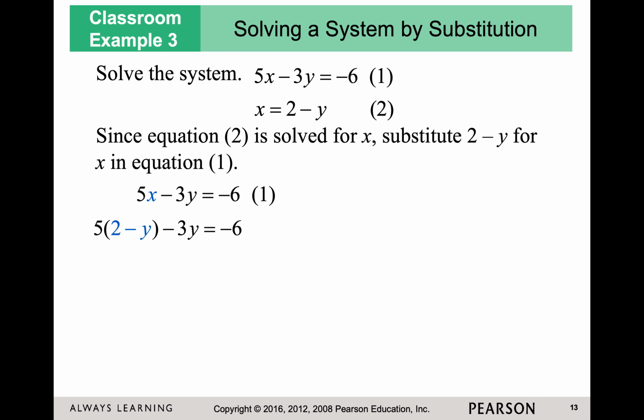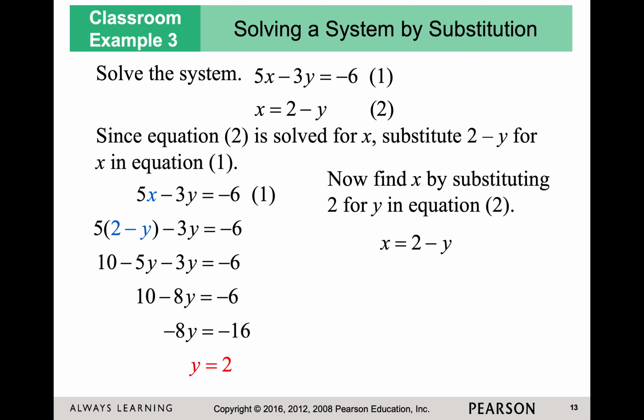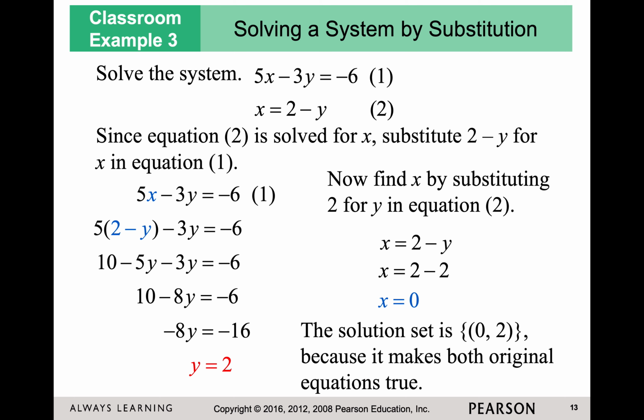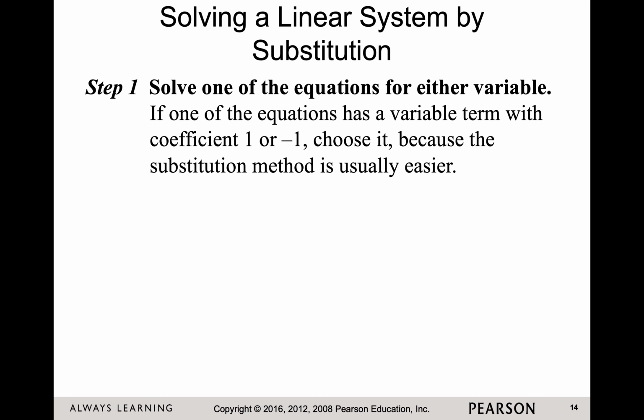So this gives me all y values, which means I can solve as a normal equation to get my y value. Once I have my y value, I can plug into either the top or the bottom equation to find my x value. I would plug in the bottom one because it's already solved for x, so you get x equals 0, which means the point (0, 2) is a solution.